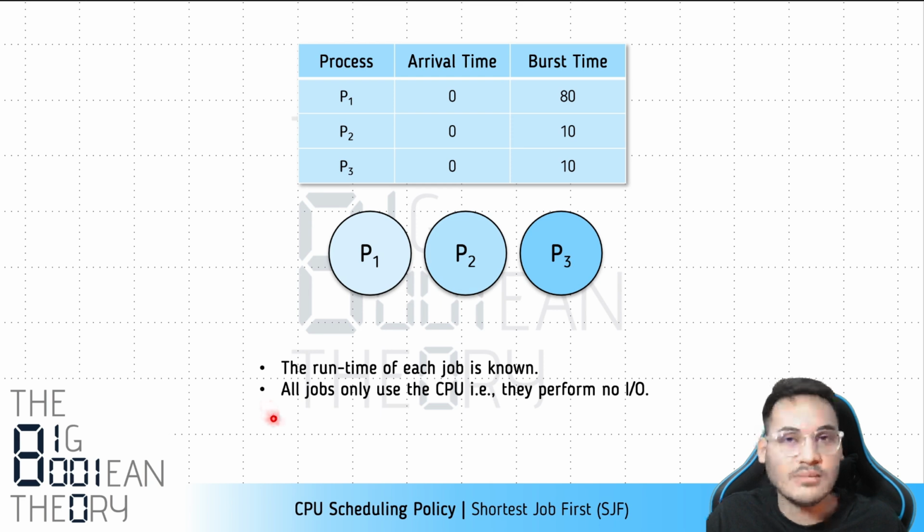Another simplifying assumption that we will make while studying these policies is that all the jobs only use the CPU and do not perform any IO.